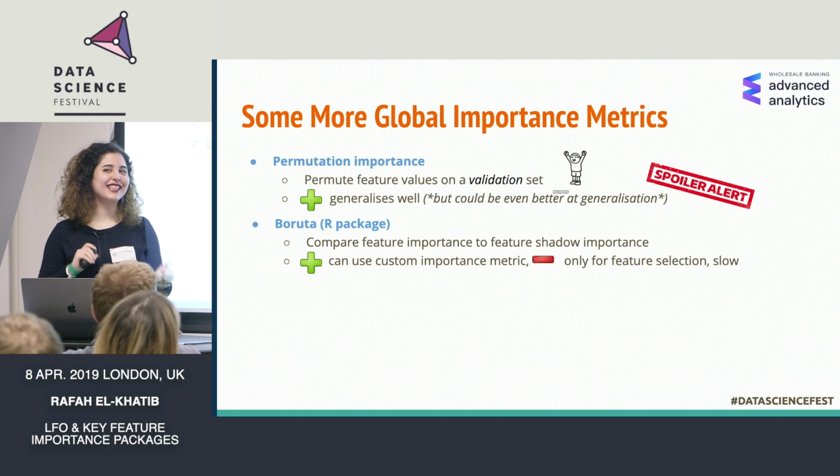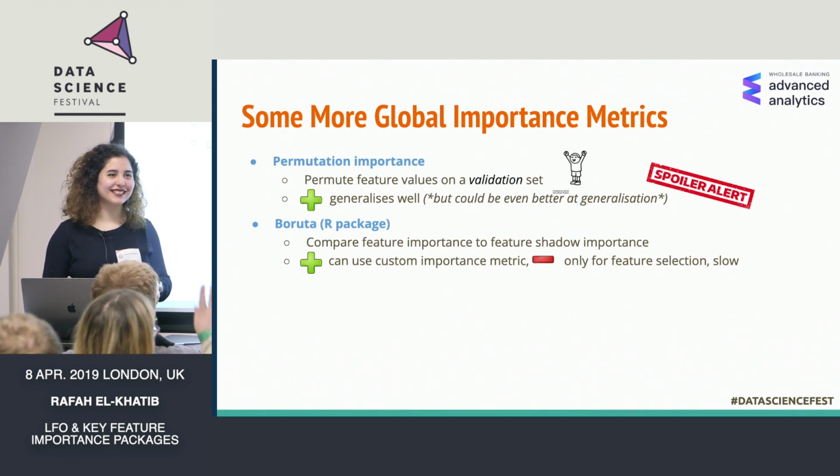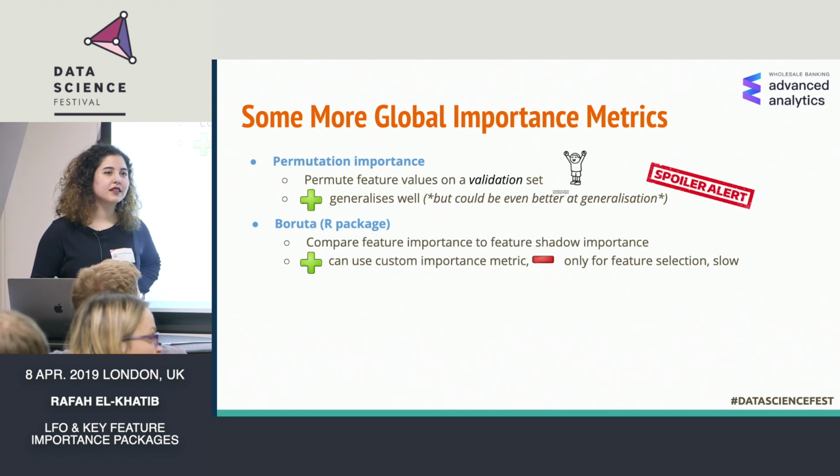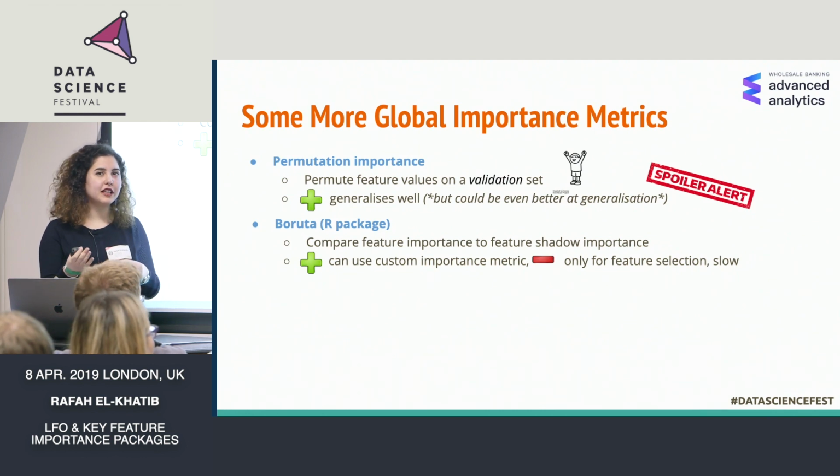Any questions? Yes? Do you train on both shadow features and normal features, or do you train separate models, one on the normal features, one on the shadow? No, the same model on all features, indeed. And yeah, your assumption is that the shadow features shouldn't be important at all. So the maximum importance there is a good threshold for unimportant features.